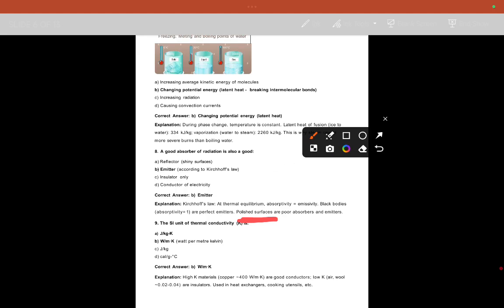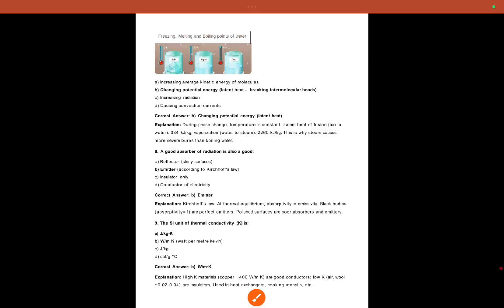Thermal conductivity SI units: joule per kg Kelvin, watt per meter Kelvin, joule per kg, calorie per gram degree Celsius. So your answer for thermal conductivity is watt per meter Kelvin. Copper, at 400 watt per meter Kelvin, is a good conductor, and air and wool will have a lower value.